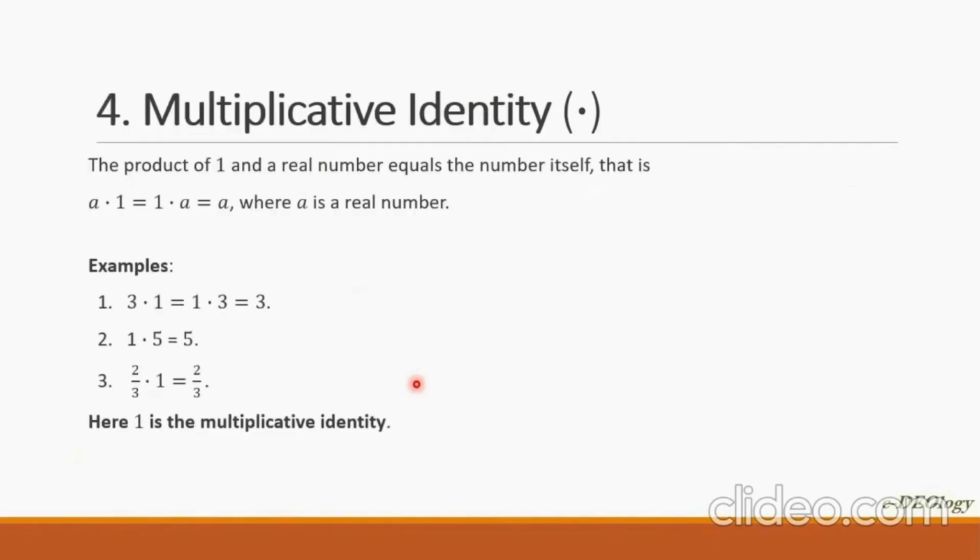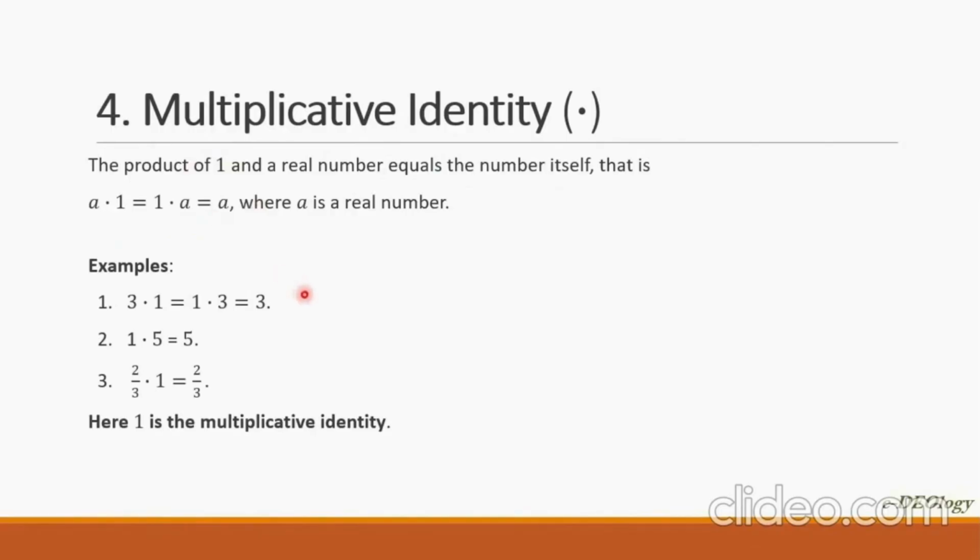The fourth property under multiplication is what we call multiplicative identity. It says the product of 1 and a real number equals the number itself. That is, A times 1 is equal to 1 times A is equal to A.